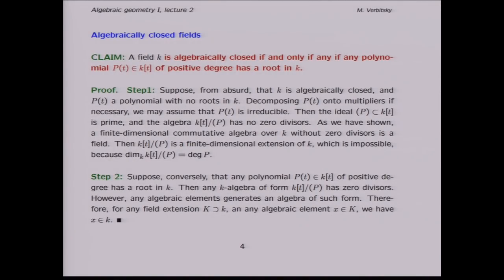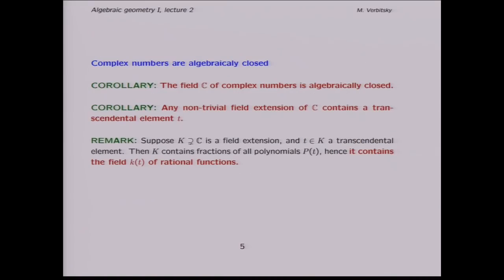But anyway, so we have this equivalence, and this means that you know that over C every polynomial has a root. This is the fundamental theorem of algebra. Then C is algebraically closed by this theorem. Okay, questions? What else do we know about C?